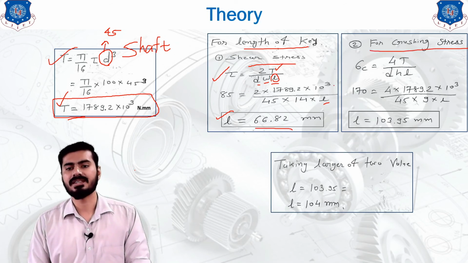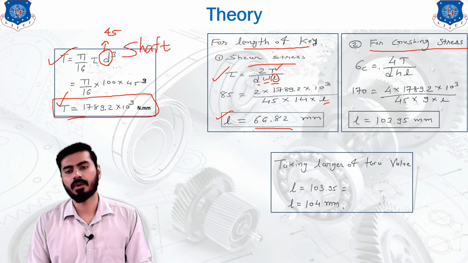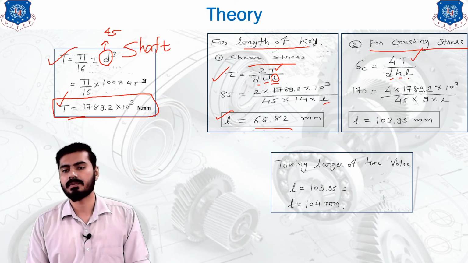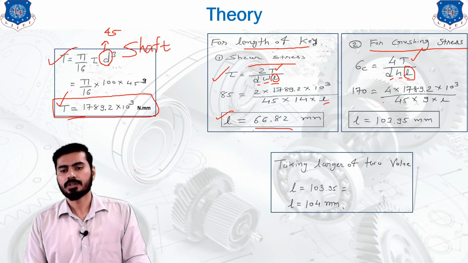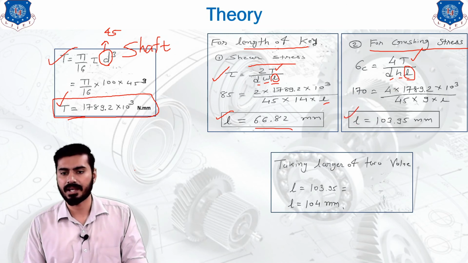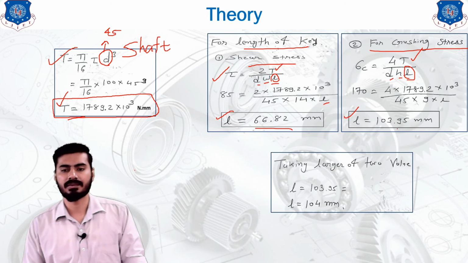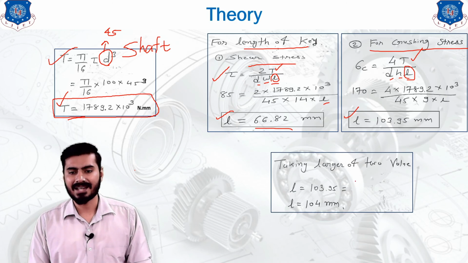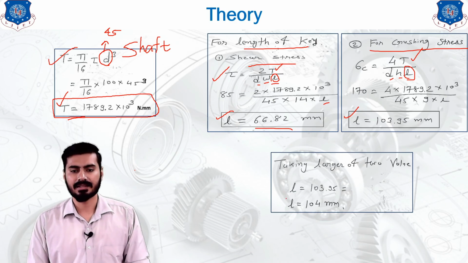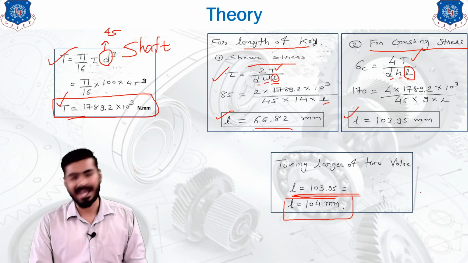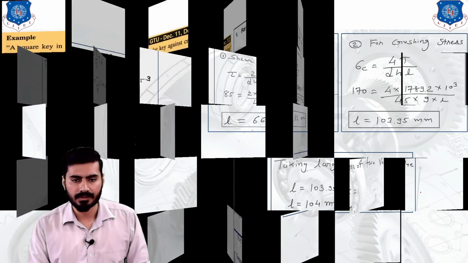For crushing, sigma c is equal to 4T upon dHL, and we know the values of T, d, H, but we don't know the value of L. So by making L the subject and simplifying, you will get the answer of L as 103.95 mm. Taking the larger answer, L will be considered as 103.95, which is nothing but 104 mm. So this was the end of our example.